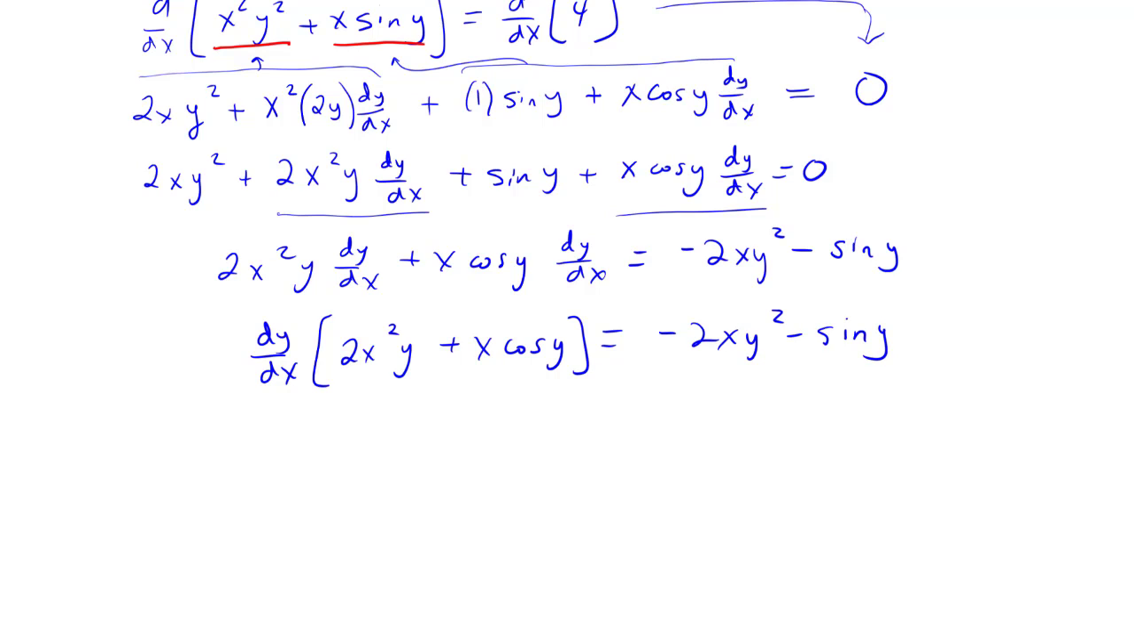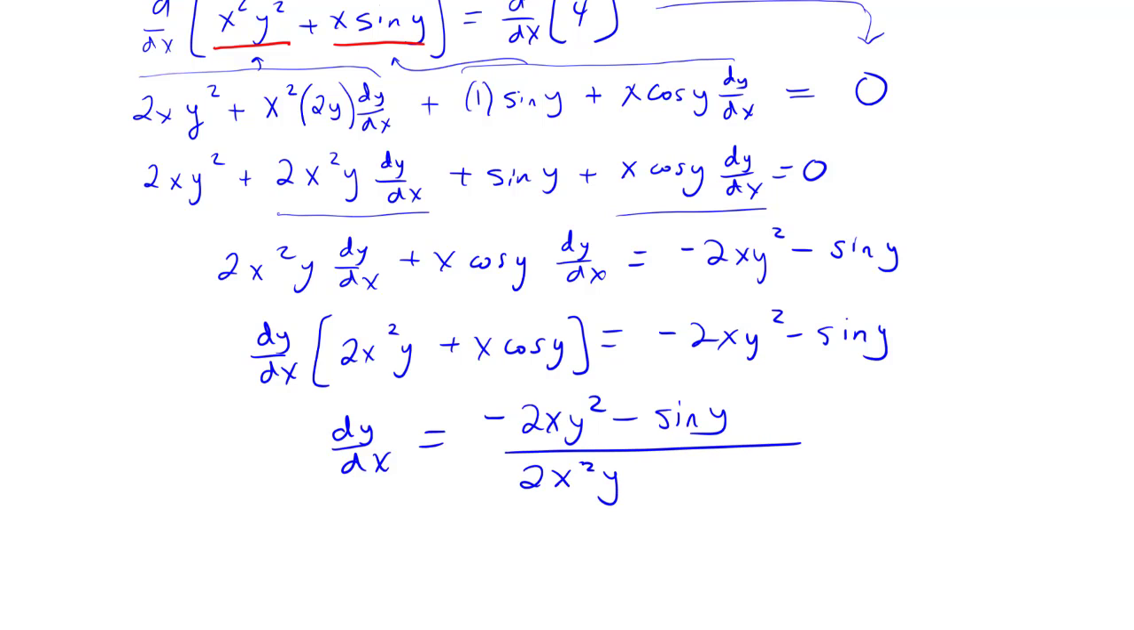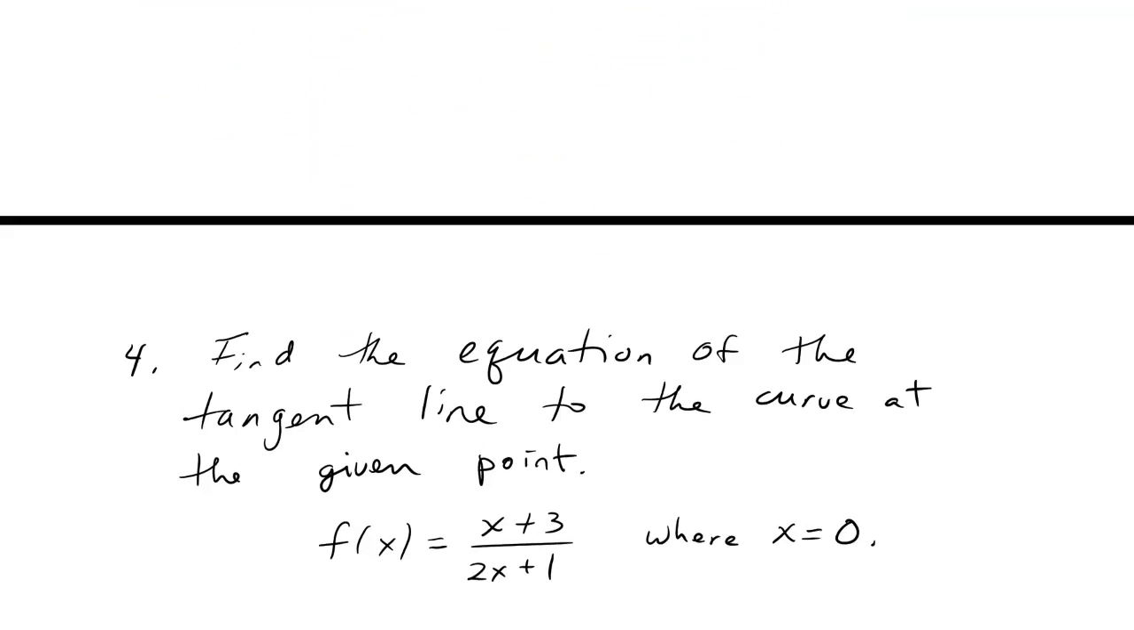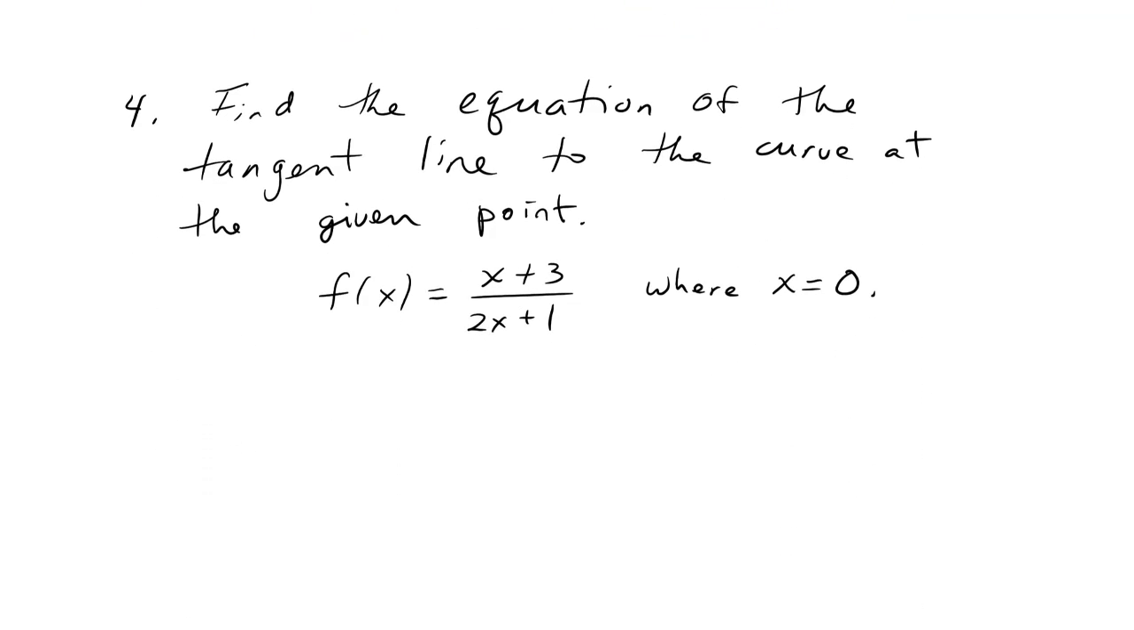And then I'm simply going to divide what's in the brackets over to the other side. 2x squared y plus x cosine y. And there we have it.